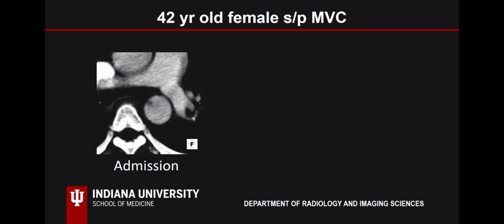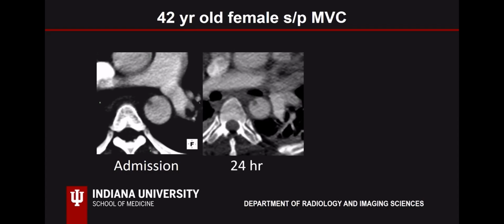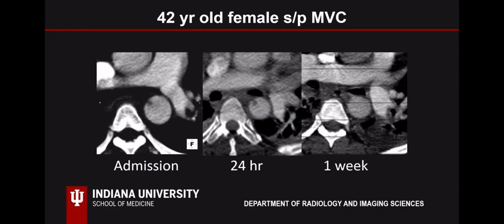Now let's look at the natural evolution of patients with minimal aortic injuries. Here's an admission CT image on a 42-year-old female following a motor vehicle collision showing an intimal injury with intraluminal thrombus, which is unchanged at 24-hour follow-up. However, after 1 week, this injury has resolved. This is the typical course for patients with minimal aortic injuries.